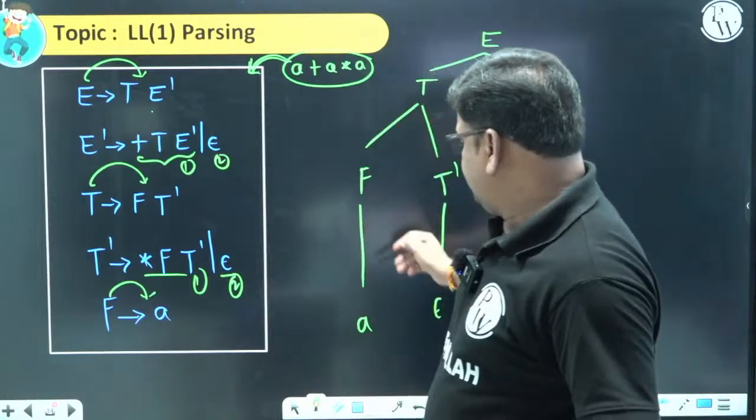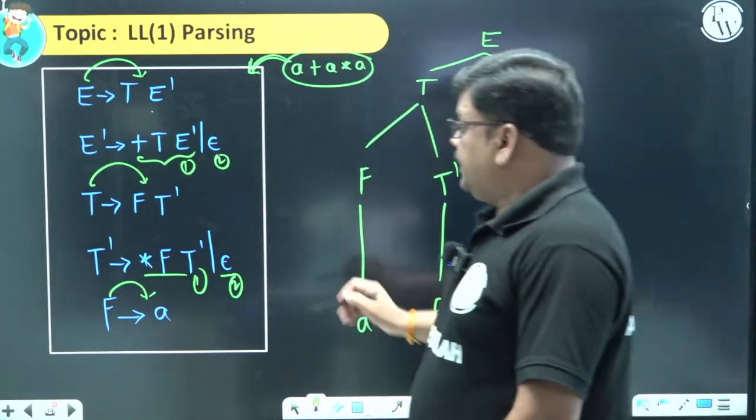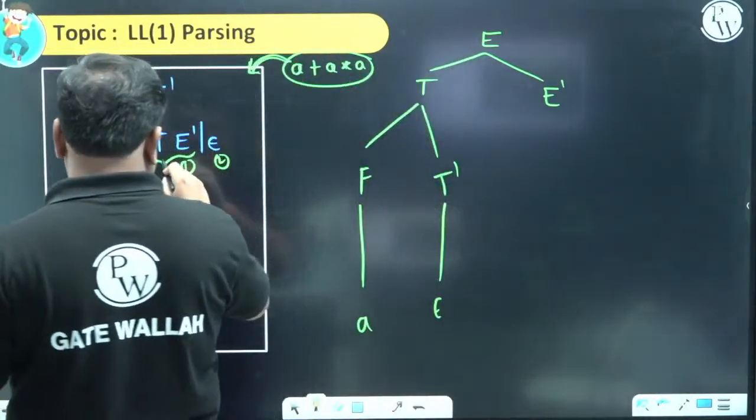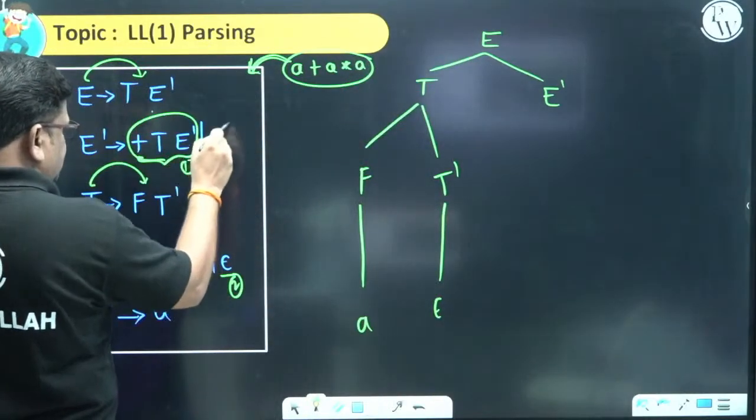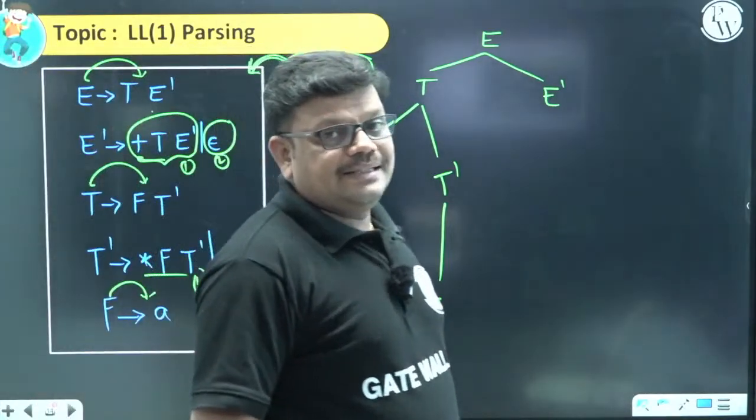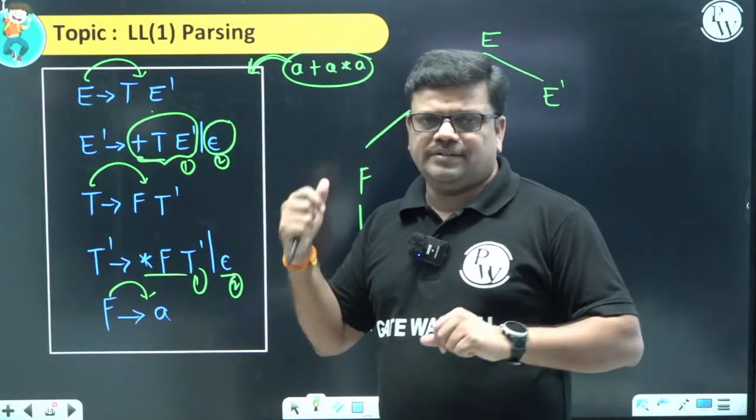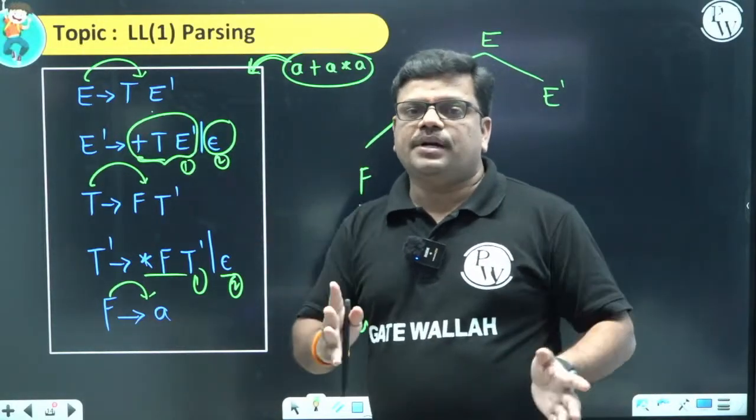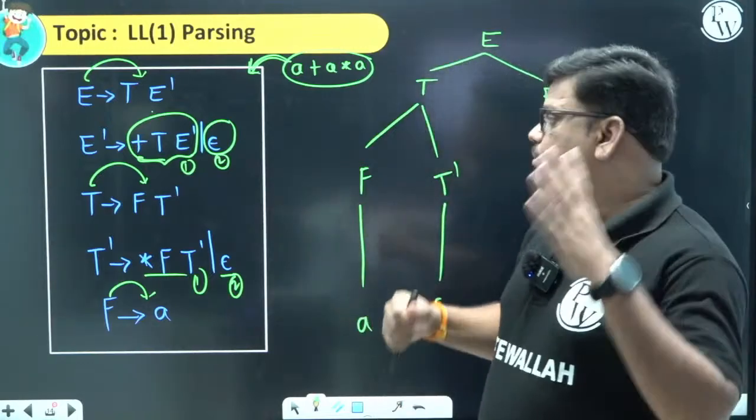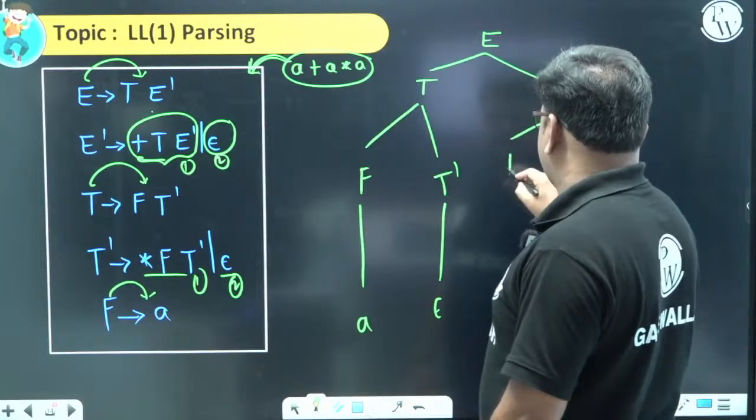So first I'm selecting epsilon here. E dash also has multiple productions. The normal parsers will fall into backtracking, whereas LL1 will select the appropriate production. There are some mechanisms we'll see now. By using an appropriate mechanism, it will select the correct production. So E dash will be replaced by the first one, plus T dash.